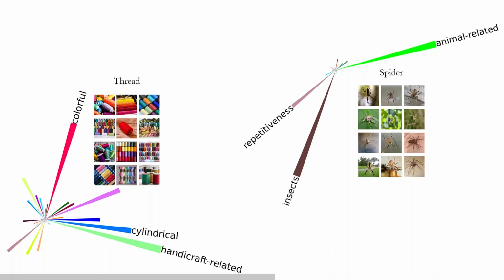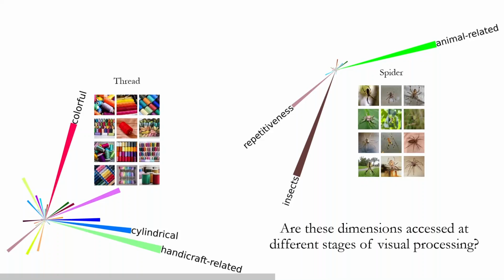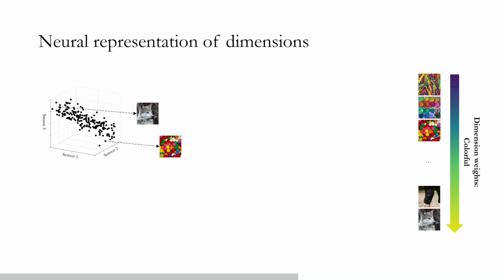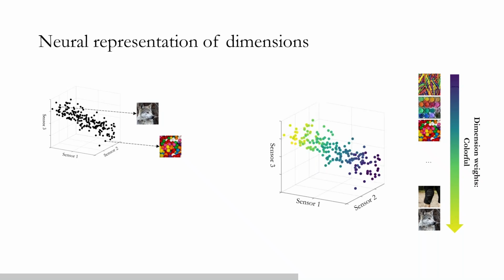Taking this back to our MEG data, we can ask whether these dimensions are accessed at different stages of visual processing. Again, I'm just extracting the sensor activation pattern at every time point from the MEG data. Every dot here shows one specific trial. Focusing on one single dimension, such as colorful, we can then associate each of these trials with how strongly, behaviorally, we are weighting them on this dimension.